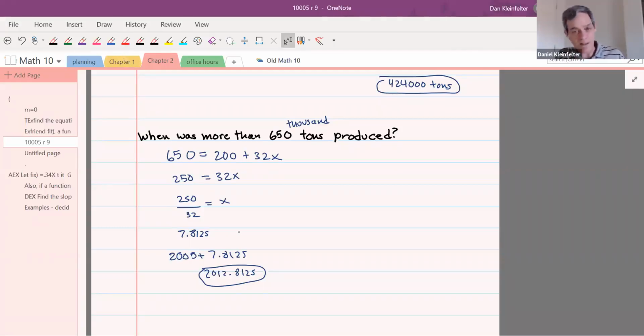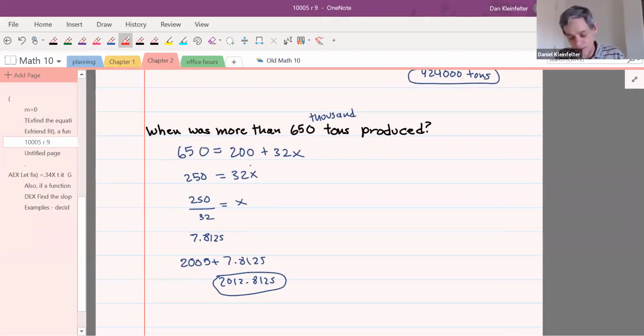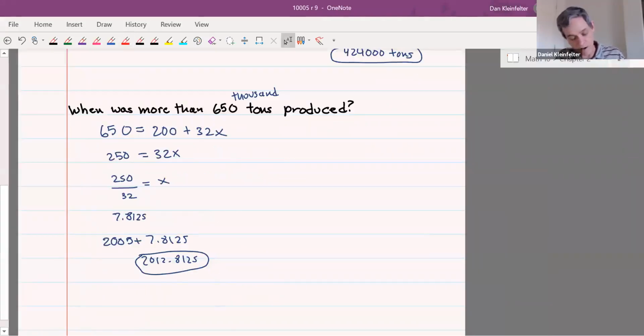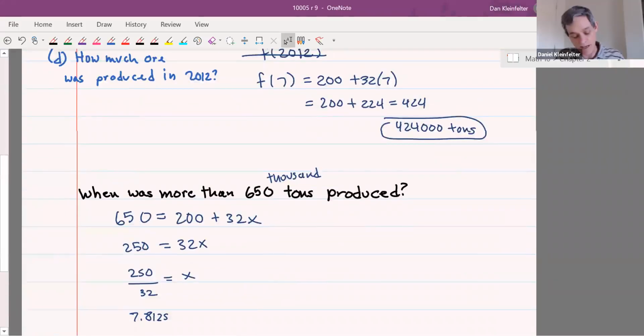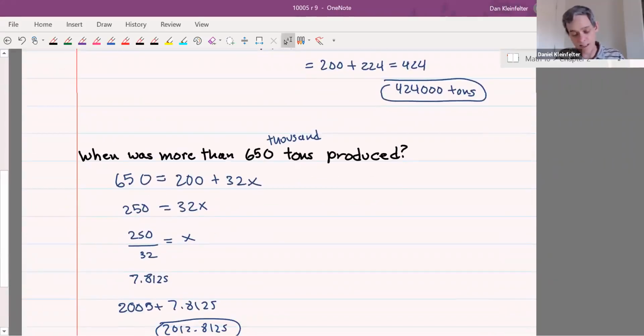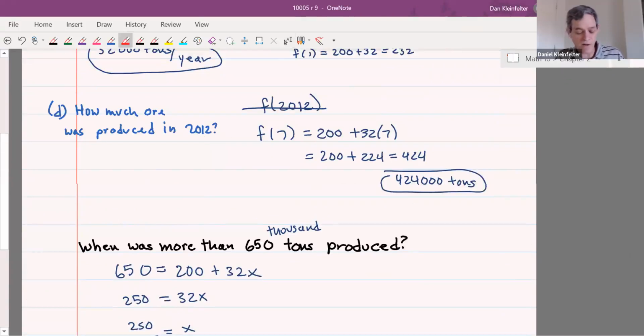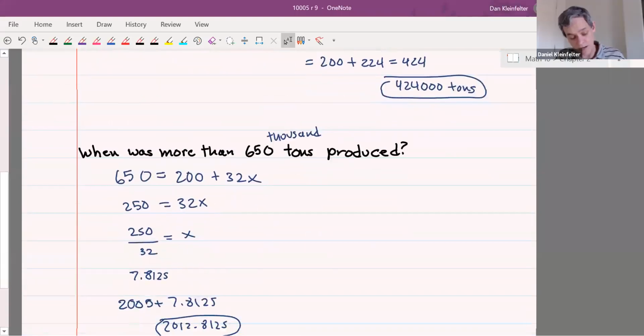Okay, so I just realized there's a mistake in this one. So let me tell you what I was thinking and how wrong it was. So here I should have had 650 minus 200, and that should be 450, right? I got 250 somehow. I wasn't paying enough attention apparently. So the whole rest of it's wrong. And what tipped me off that it was wrong is that I ended up with 2012 for us to have 650,000 tons, but in the prior problem we'd had 2012 that were 424,000 tons. So something was definitely up there, and it was just my arithmetic.